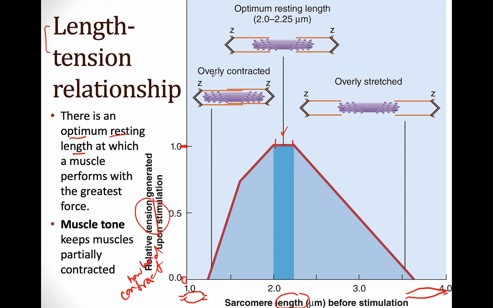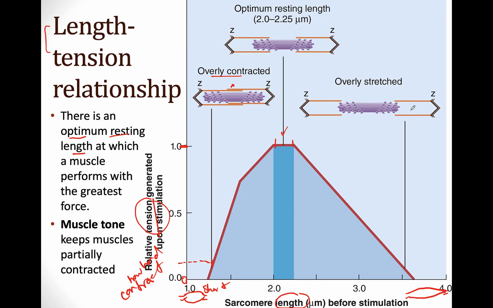If a muscle is overly contracted already, so down here, our muscle is very short, and we send an action potential and do all the process of telling the muscle to contract, but it can't really contract any further. So maybe it can only go a teeny tiny distance. It's not going to contract with very much force because it's already pretty much contracted.